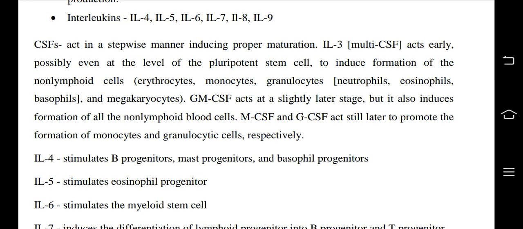IL-3, multi-CSF, acts early, possibly even at the level of the pluripotent stem cell, to induce formation of the non-lymphoid cells: erythrocytes, monocytes, granulocytes, neutrophils, eosinophils, basophils and megakaryocytes. GM-CSF acts at a slightly later stage, but it also induces formation of all the non-lymphoid blood cells. M-CSF and G-CSF act still later to promote the formation of monocytes and granulocytic cells respectively.